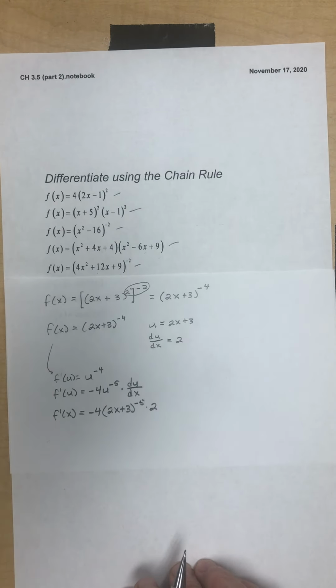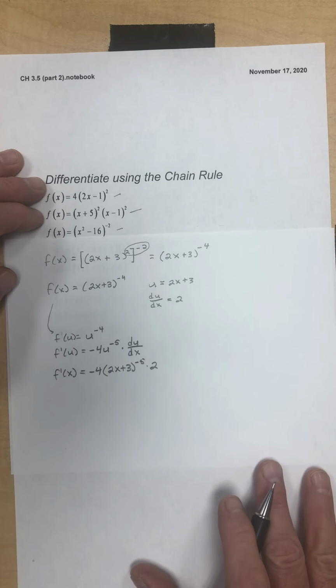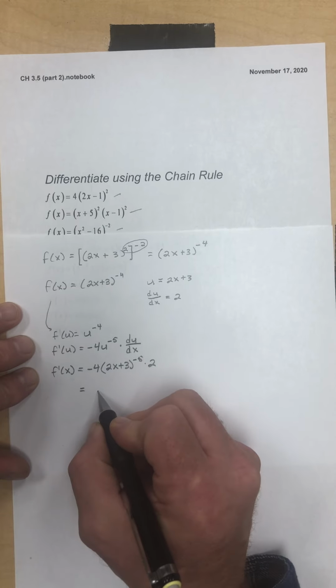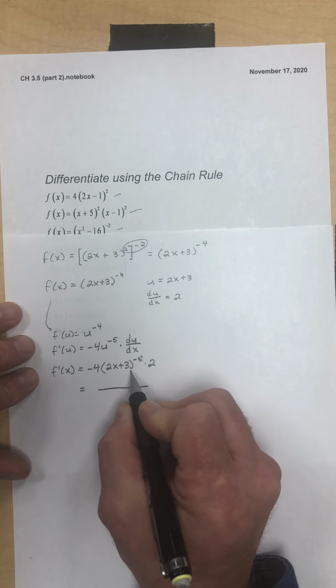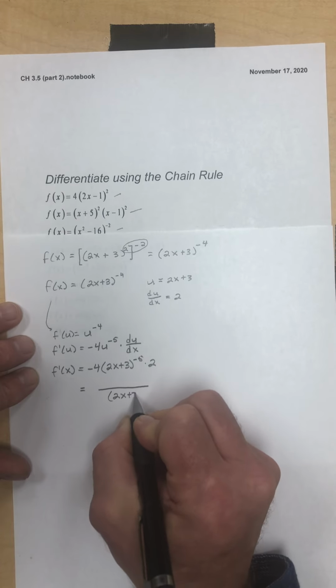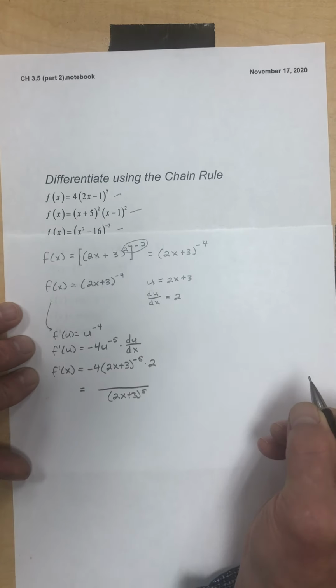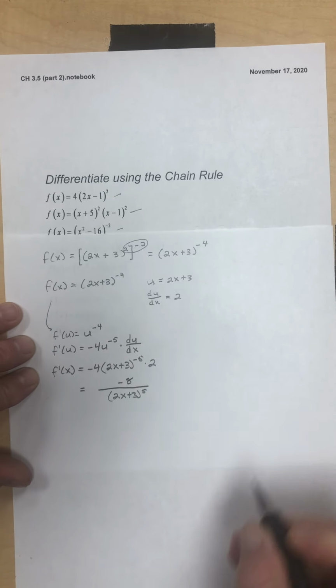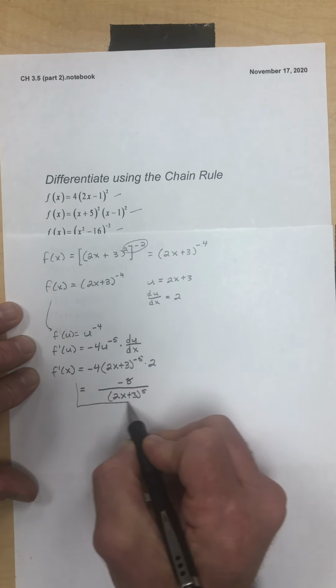And of course, we don't like negative exponents. So we're going to get rid of those negative exponents and clean things up. It looks like this. 2x plus 3 to the -5th will become 2x plus 3 to the 5th power down in the denominator, and then up above I'd have -4 times 2, which is -8. And there we go. We got our answer.